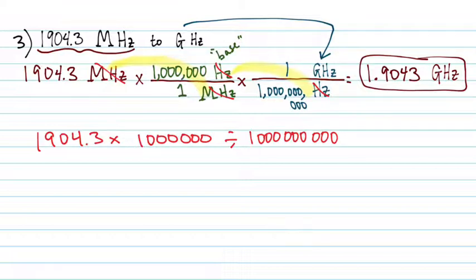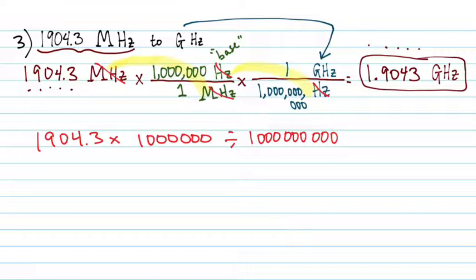Sig figs work out fine here. I started with 1, 2, 3, 4, 5 sig figs, and I ended with 1, 2, 3, 4, 5 sig figs. They'll almost always work out. There's once or twice they're not perfect.